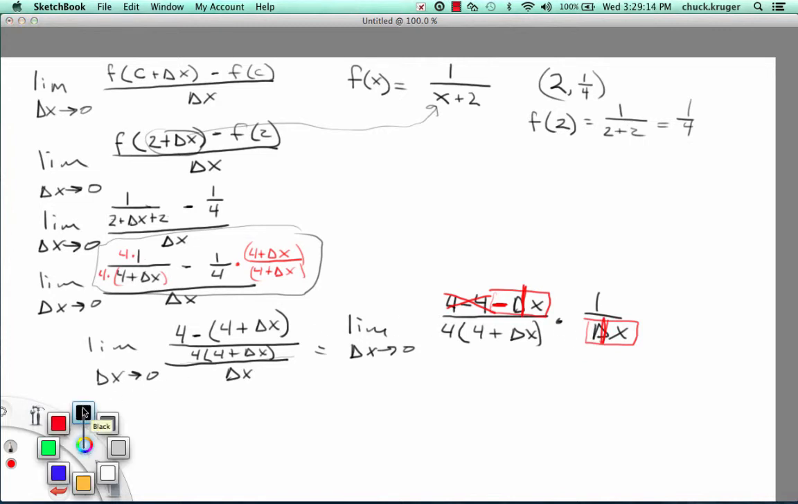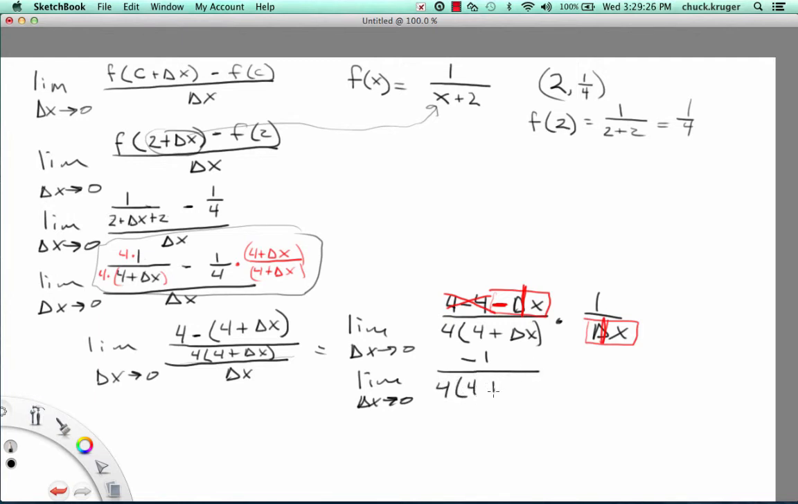So now I've done a lot of simplification. Hopefully I can do some substitution. And I'll have a negative 1 over 4 times 4 plus delta x. And if I put in 0 for this delta x and take the limit, I'll have a negative 1 over 4 plus 0 is 4, times 4 is 16. So that's the slope of the tangent line at this point.